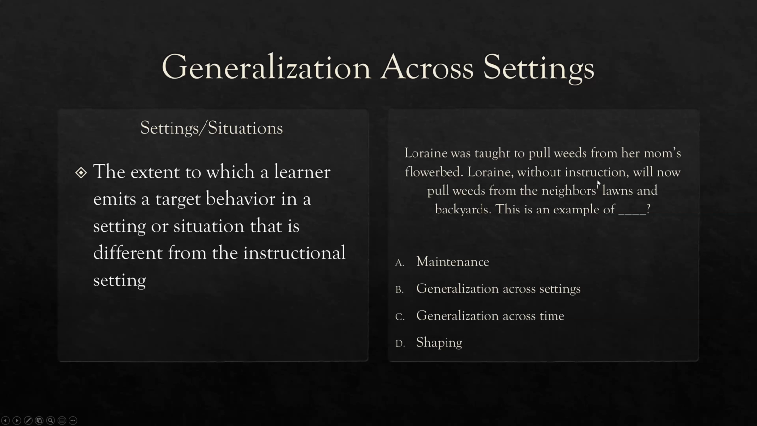We're not sure about the time. It could be occurring at 3 p.m. every day. There's no indication of the time. And then, of course, it's not shaping because the response is already occurring. Shaping occurs as we build up to a response. Simply put, Lorraine is generalizing her ability to pull weeds across different settings.